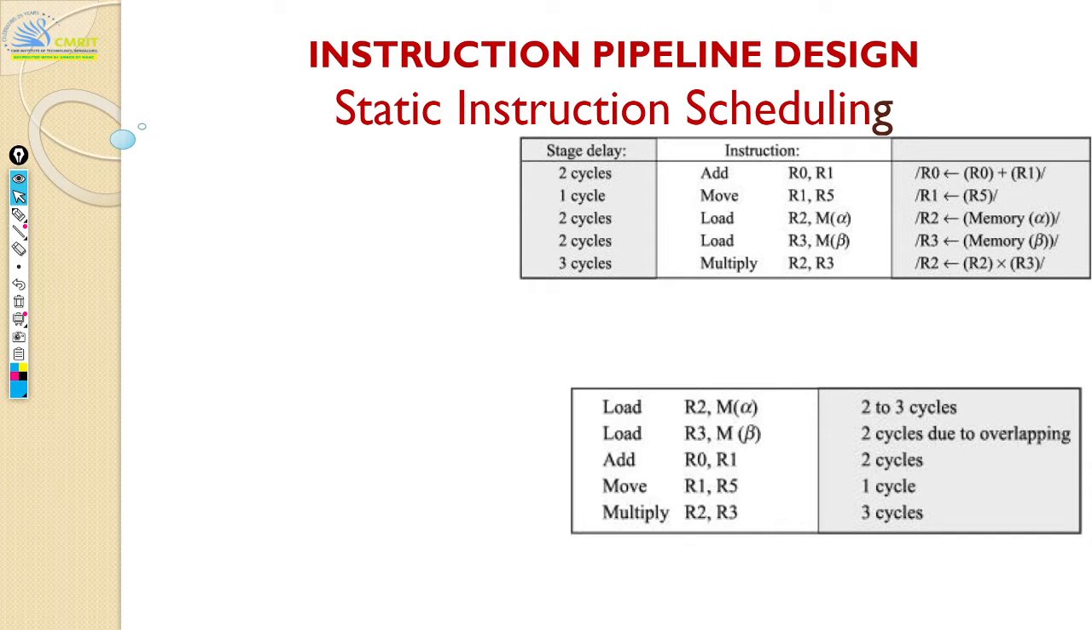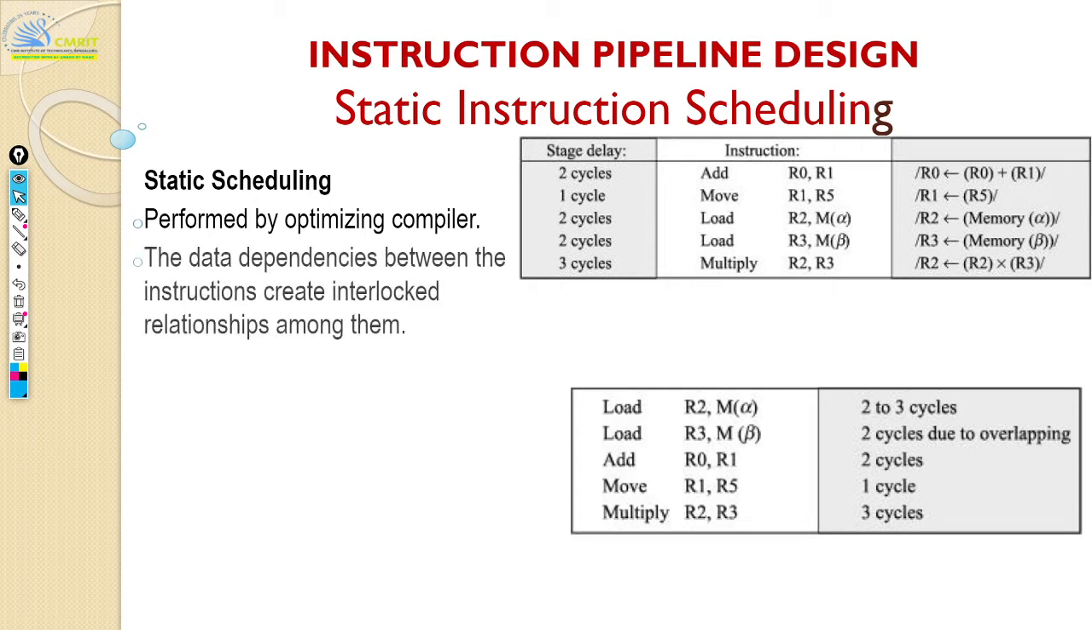So let's look at the static instruction scheduling briefly. You can take this particular example. So as mentioned earlier, static scheduling is performed by the compiler. Okay, it's completely compiler oriented, and the data dependencies create the interlocked relationships. Okay, so you create data dependencies across these instructions, and based on which you actually determine which instruction should precede which one.